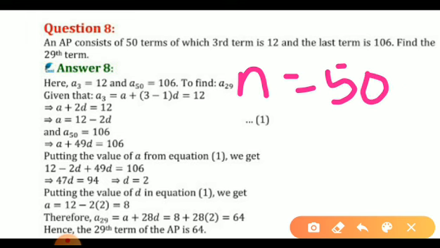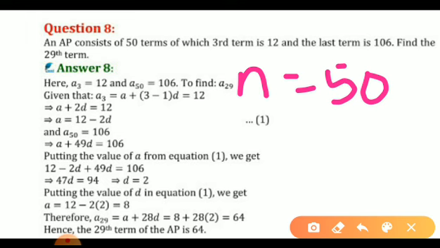So when you read the question, at that time itself just sort out what the given things are. I have been given that the AP consists of 50 terms, so n is equal to 50. Then of which the third term is given to be 12 and the last term is given to be 106. Find the 29th term.